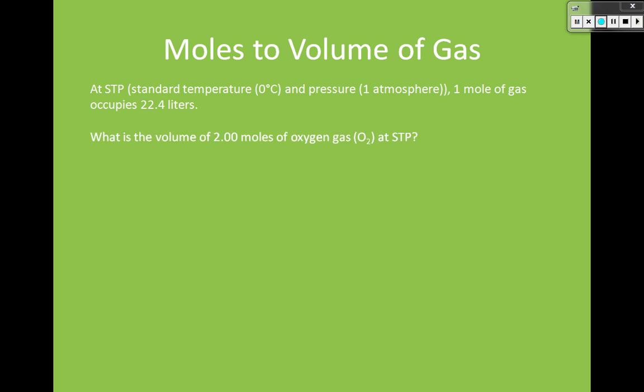So, what is the volume of 2.00 moles of oxygen gas, O2, at STP? We know that at STP, 1 mole of gas is 22.4 liters. So we could set that up as 2.00 moles of O2, and then we want our 1 mole of O2 on the bottom, so the moles cross cancel. 1 mole of O2 is 22.4 liters of O2, which is 44.8 liters of O2. So that's a pretty simple calculation.